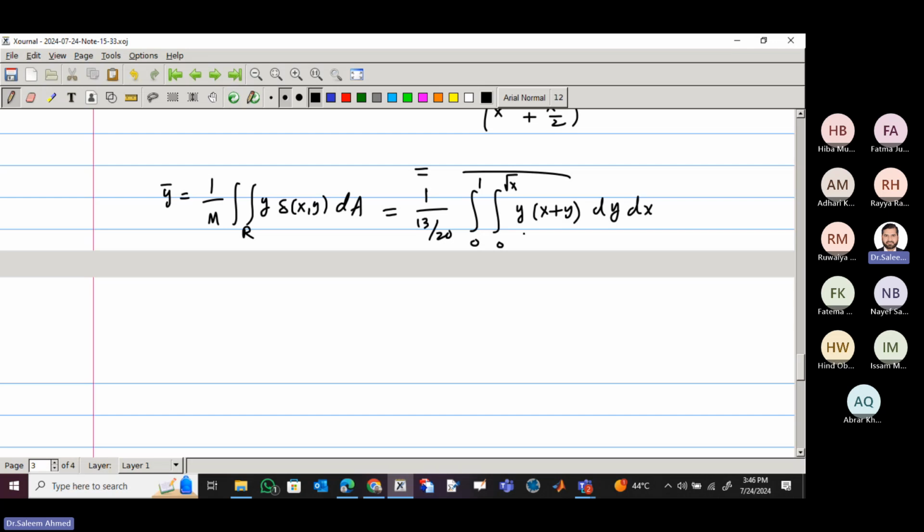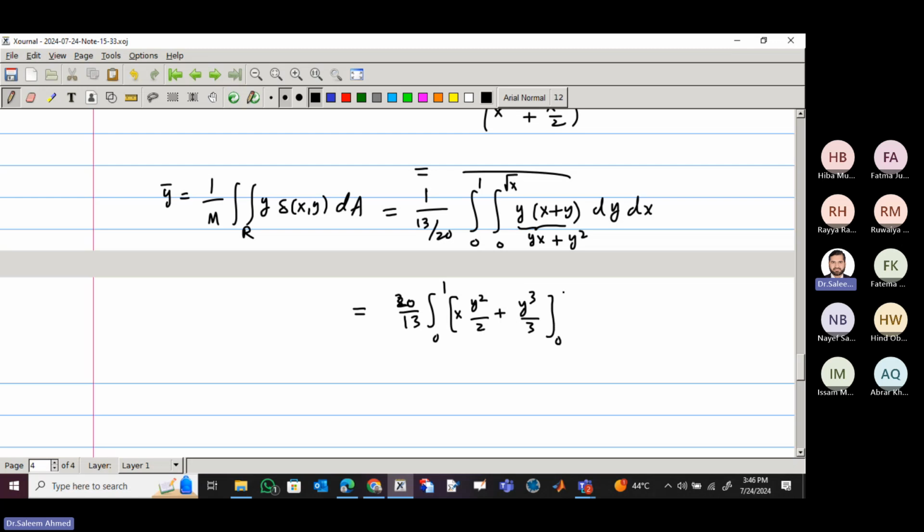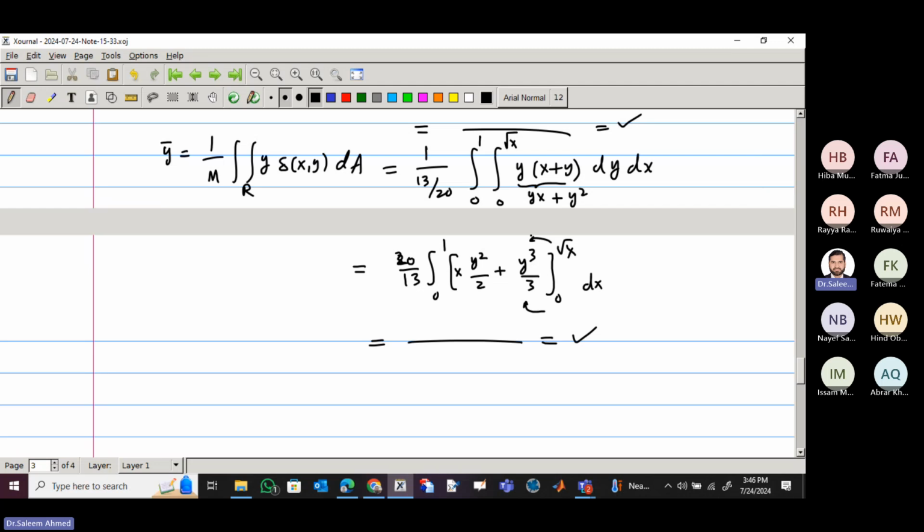So first you will multiply y inside, so it will become yx plus y square. And now you will integrate. So it's again 20 by 13 outside, 0 to 1 inside. And now if you integrate, x is constant, y will become y square by 2, right? And y square will become y cubed by 3 from 0 to square root of x dx. And now you will put in x and then 0, see what you get, and complete it. So these two integrations are now, of course, easy. You can do it, and you can match the answer at the end.